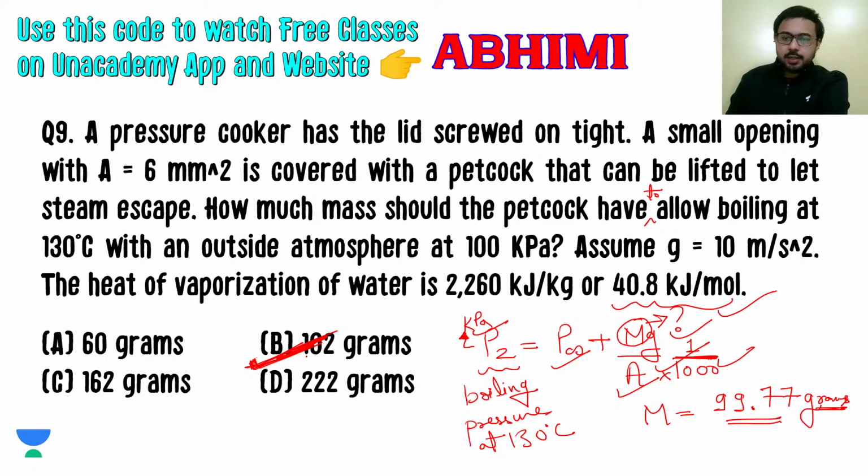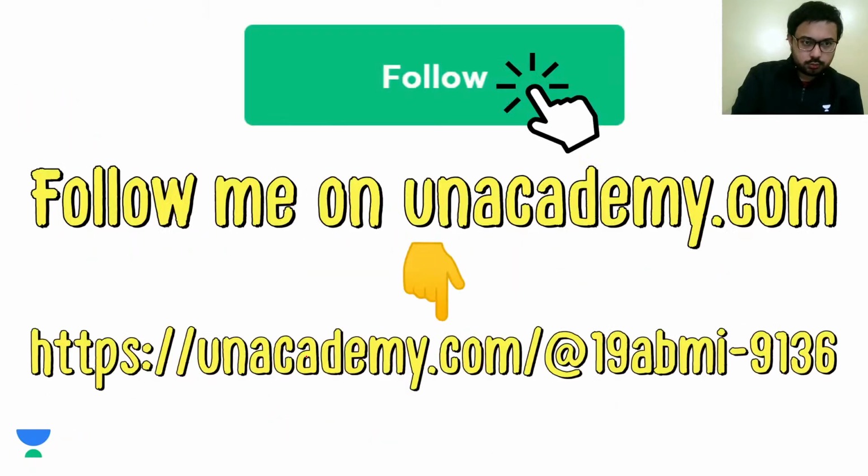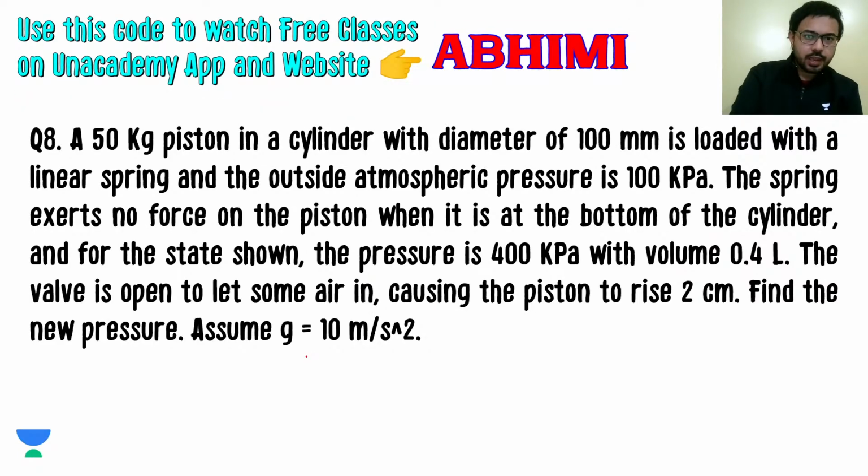Still, let me see if I have taken G properly or not, because that will also be a factor here. So yes, G is taken by me as 10 meter per second square only. So 102 grams is the right answer, and we are getting 99.77 grams, which is obviously going to help us select the right answer. So before ending this class, we have this last question of today left. So let's do it and end this class with these 9 questions.